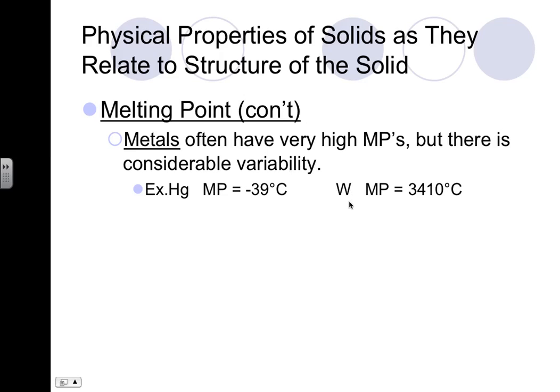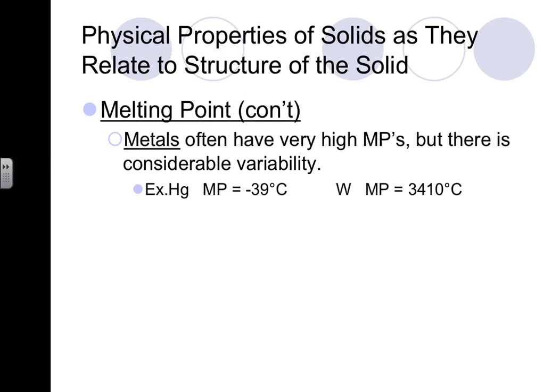Right next door here, I have tungsten, W. Tungsten is actually used in old incandescent light bulbs. It's the filament that heats up and glows that actually gives you the light out of one of those light bulbs. Its melting point is 3,410 degrees Celsius. Are you kidding?